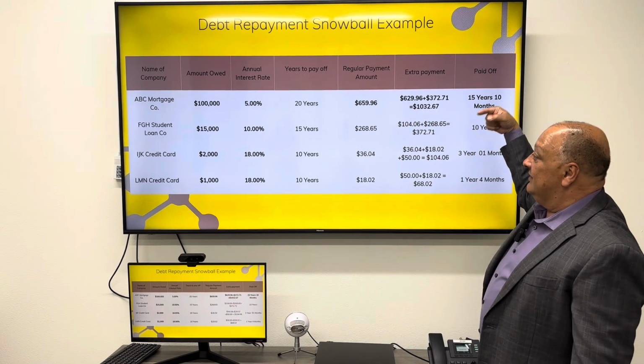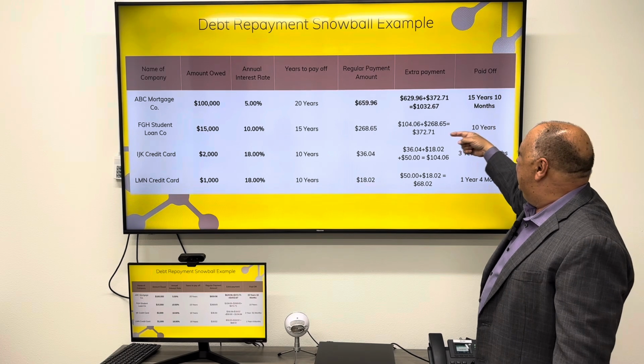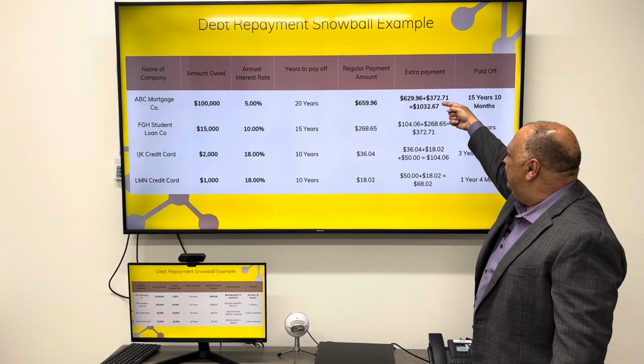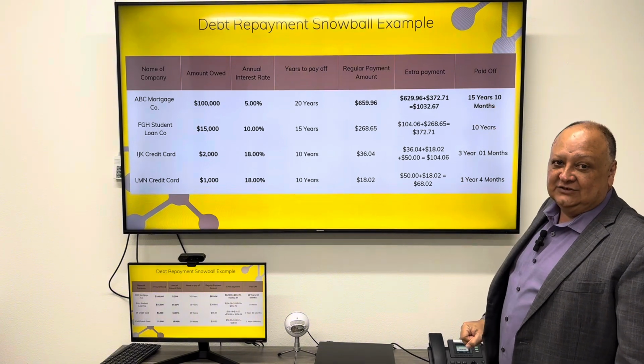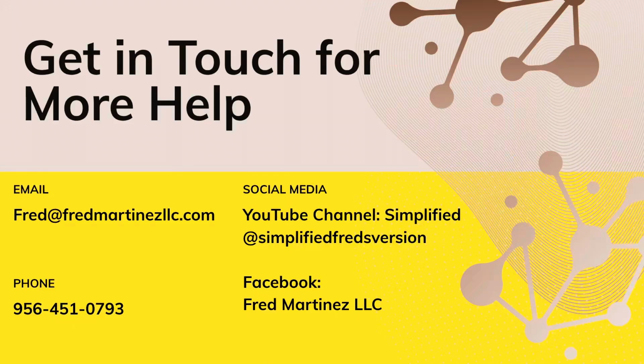So really where you're getting the big bang for your bucks is going to be after you take these three and you add them and you start doing it. That's where you really make up a lot of the time. That's the snowball effect.